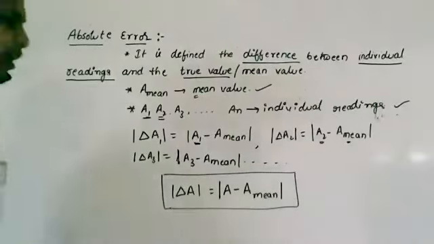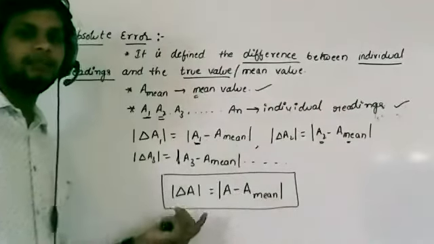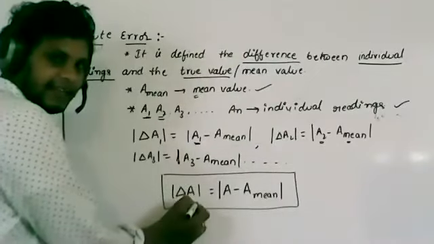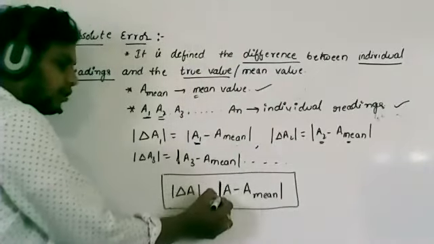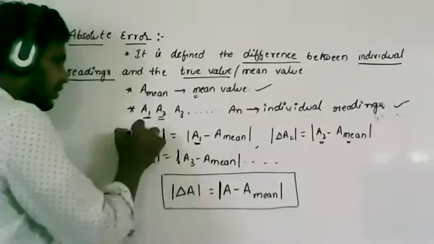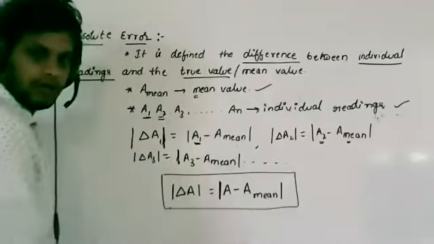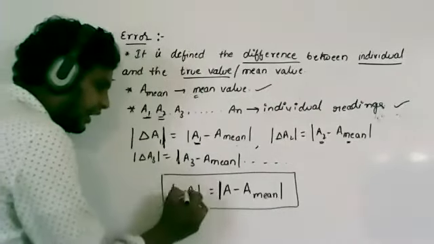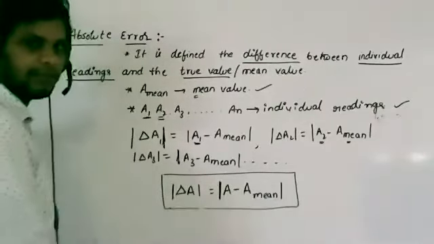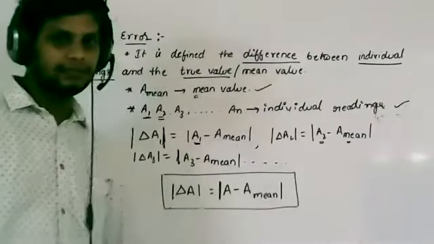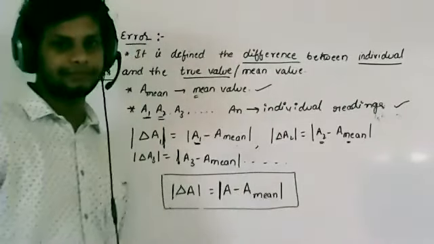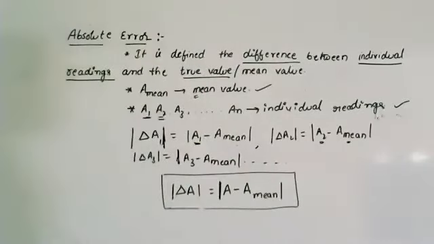Okay. Now, finally, I'll give one final conclusion like this. That is delta A is equal to modulus of, this is modulus. Modulus means two parallel lines like this. So modulus of, you can take any digit or any reading. That's why I simply wrote it as A minus A mean, where A is the reading. If you take the first reading A1, the second reading A2, the third reading A3. Clear?